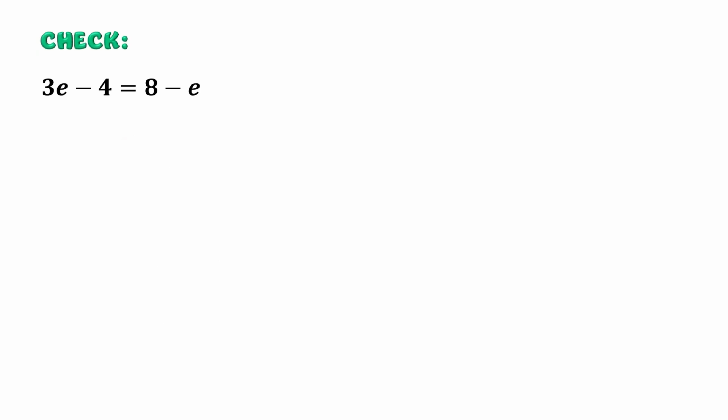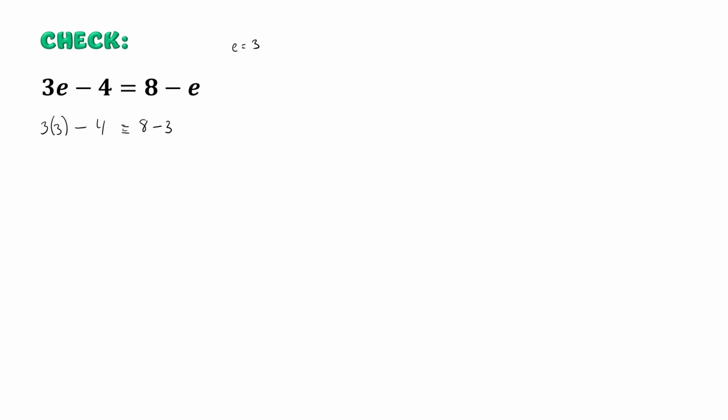Now let's check our answer. We said that e is equal to 3. So that means that everywhere that e appears in our equation, we are now substituting it with 3. And remember that our goal is to make sure that when we solve or simplify both sides of our equation, both sides equal the exact same thing.